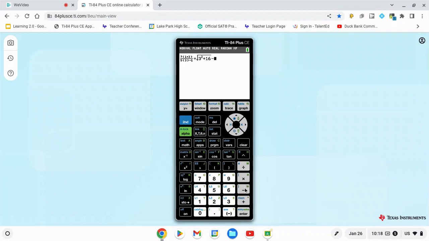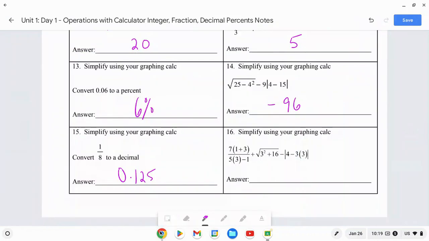and now I need absolute value bars. So I'm going to hit the math button. I'm going to go to NUM and then enter for ABS. And then I have 4 minus 3, parenthesis 3, close the parenthesis, and now we're finally ready to hit equals. And I got positive 2 as my final answer. Okay, so go back here. Your final answer is positive 2 for number 16.